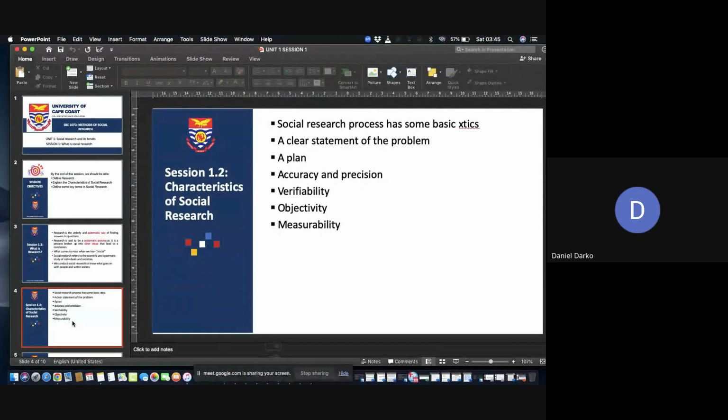So what are the characteristics of social research? Social scientific research is made up of some basic characteristics. One, the first characteristic of social research is that there should be a clear statement of the problem. So if you are conducting a research, then there should be a problem you are interested in that you are investigating, that you want to find answers to those problems or to those questions. So in the social research process, there should be a statement of a problem.